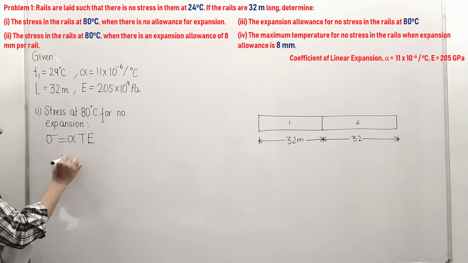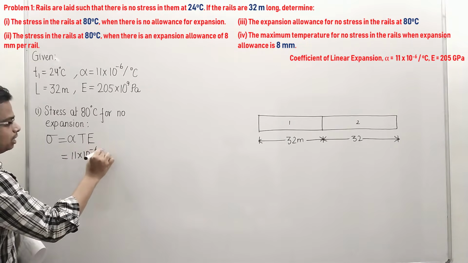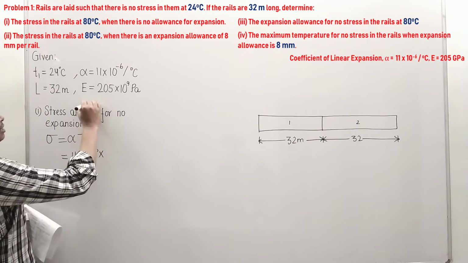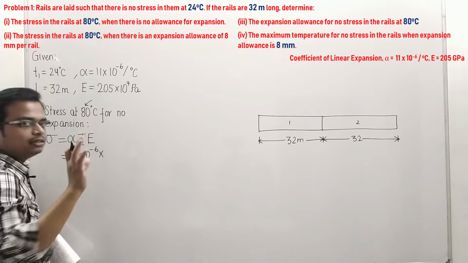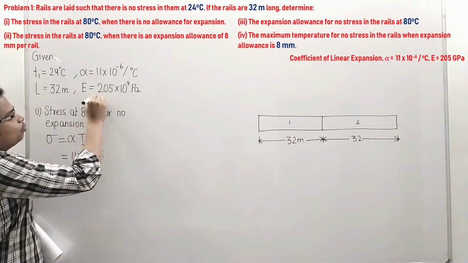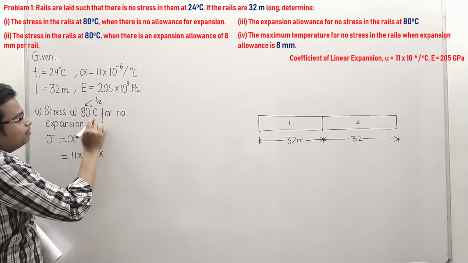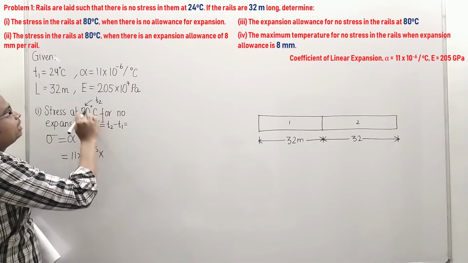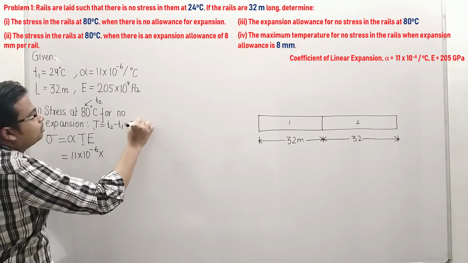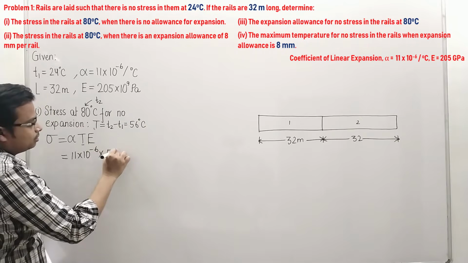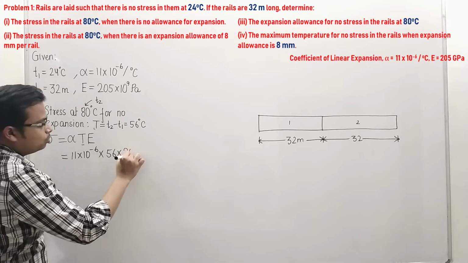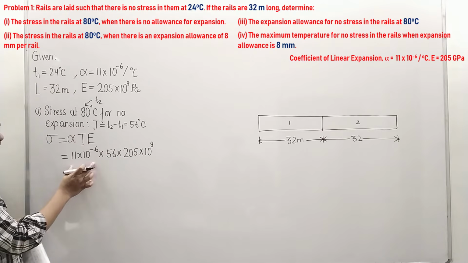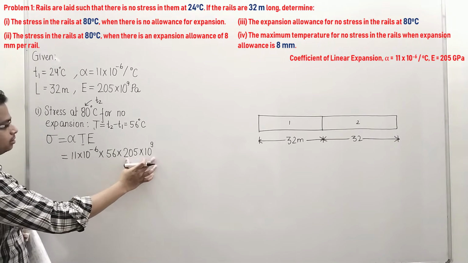So obviously stresses will be induced. You just have to plug in the values. This is 11 into 10 raised to minus 6 multiplied by T. How can T be calculated? Very interesting. If you watch carefully, this over here is the initial temperature, 24 degrees Celsius, and this over here is T2. The rise in temperature T will be equal to T2 minus T1. So 80 minus 24 gives 56 degrees Celsius. Multiplied by 56, multiplied by Young's modulus, that is 205 into 10 raised to 9 for gigapascals. So this is per degree Celsius, this is degree Celsius, and this is in Newton per meter square.